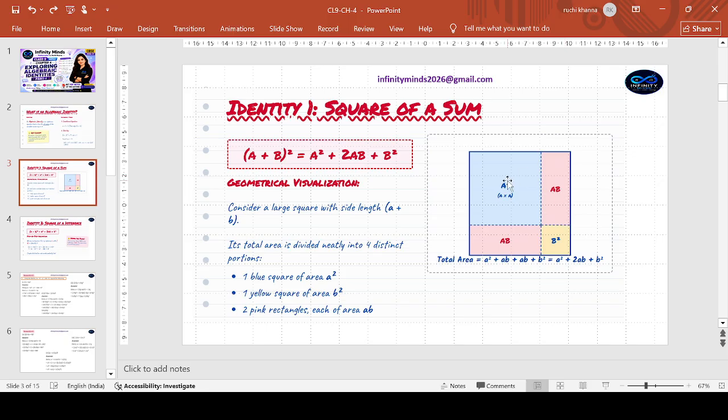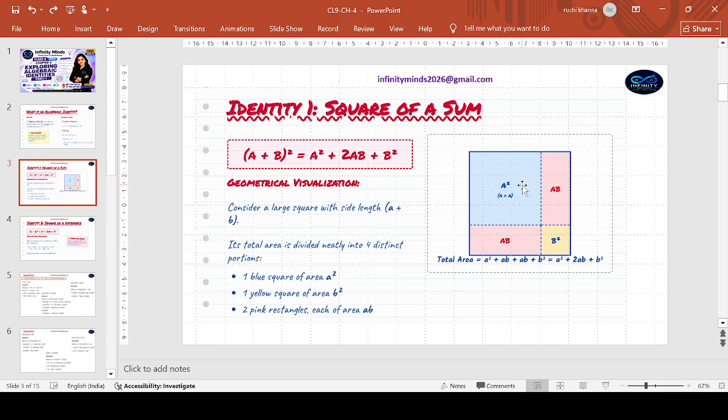This is the visualization of it. Many of you must have done an activity also based on this. So there is a square of side A and there is a square of side B. If you join it and you wish to get a square of side A plus B, then A plus B is one side, A plus B is another side. Area of a square is side into side. So a plus b into a plus b is your a plus b whole square.